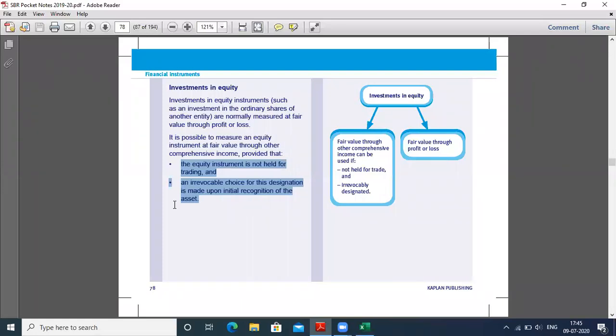So simply, you can understand this. Fair value through other comprehensive income can be used if the shares are not held for trade and irrevocably designated. In other cases, generally we show it in the statement of profit or loss account. Practically, we cannot go with the other one. Generally, when we are investing in the equity shares, we will be following this method only: fair value through profit or loss account. Any questions you want to ask on investments in equity?